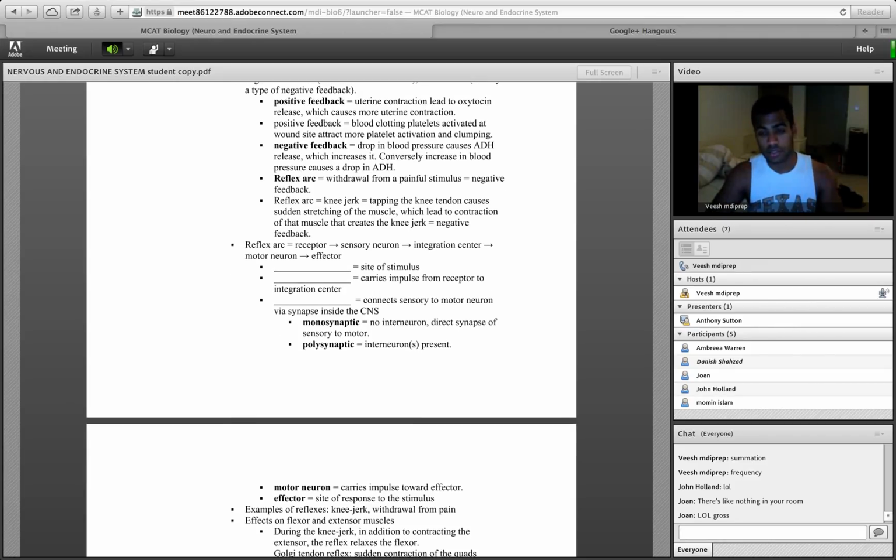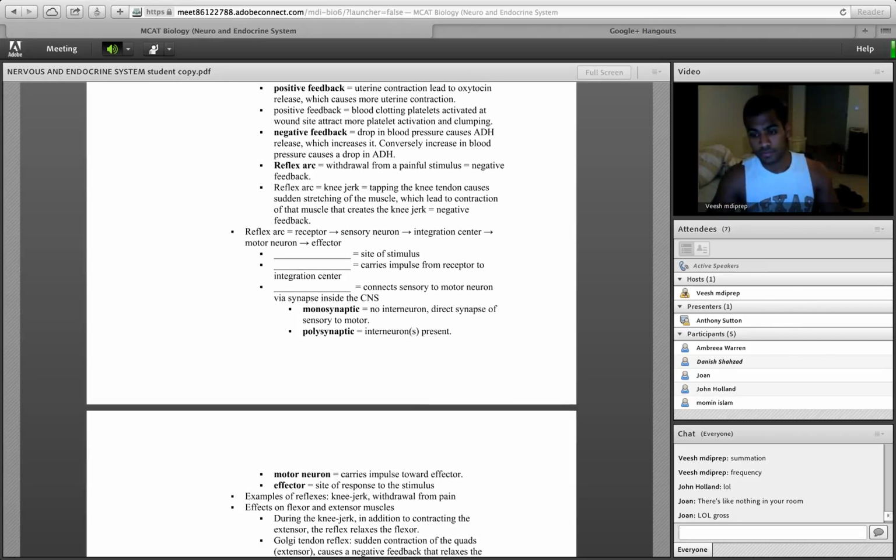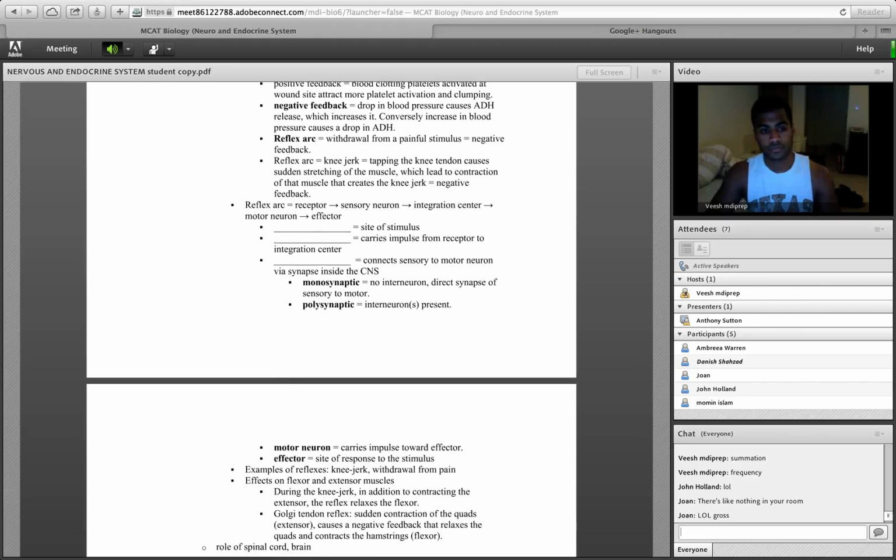The site of the stimulus is called the receptor. The thing that carries the impulse from receptor to integration center, in the pathway just a couple lines above, is the sensory neuron. And the next blank is the integration center. That's going to be connecting your sensory to your motor neurons, so that's a part of your CNS.